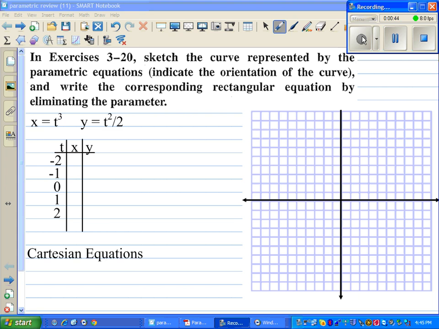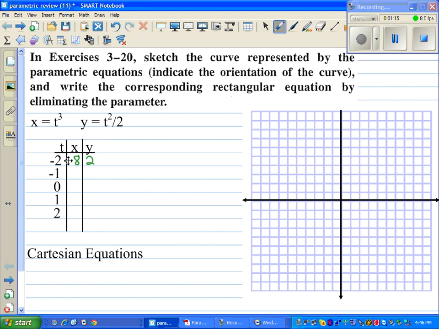In this case, most of the time, we're going to use the integers from -2 to 2, but we won't always do that, and I'll show you some examples where we don't. For this one, -2 to 2 will be just fine. If we plug -2 in for t to the third for the x coordinate, we get -8. For the y coordinate, -2 squared is 4, 4 divided by 2 is 2. And then we plug in the rest of the values.